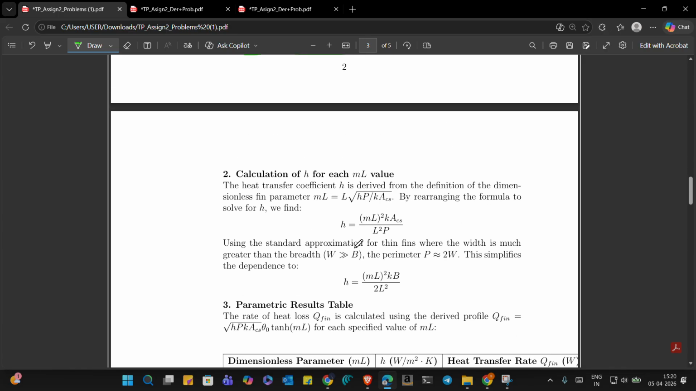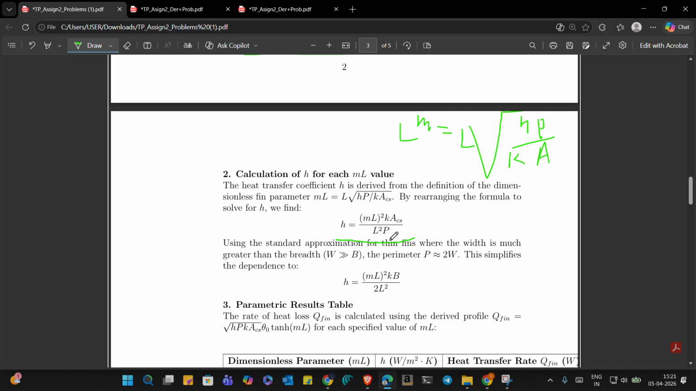Here, the important and crucial part of this question is that we are not provided with the value of the heat transfer coefficient. So what we have to do is use this analogy of ml. We are going to substitute the value of m as root of hP by kA. We're going to multiply both sides by L. By multiplying both sides by L, we can find h as a function of the fin parameter. That's what we are going to do: find h as a function of the fin parameter.